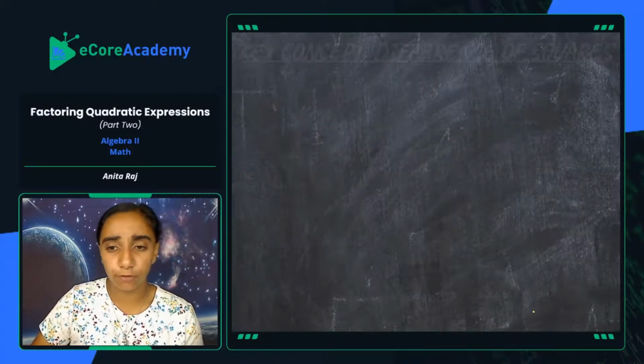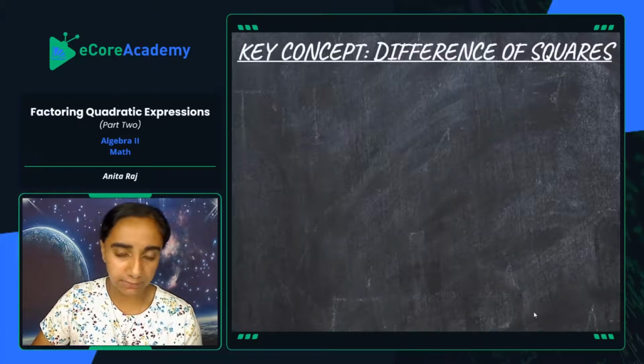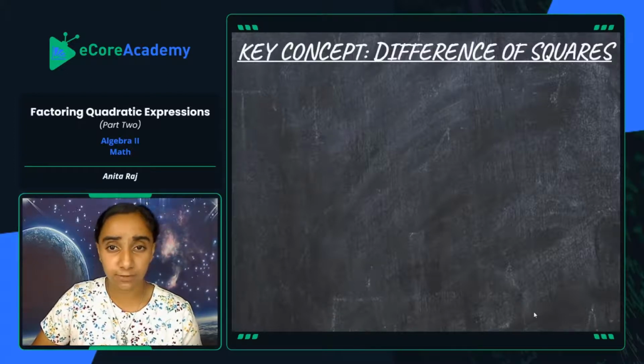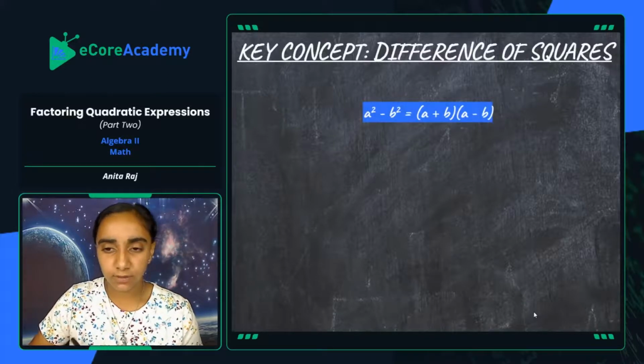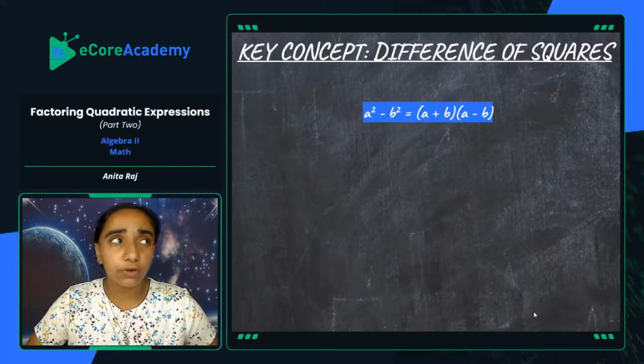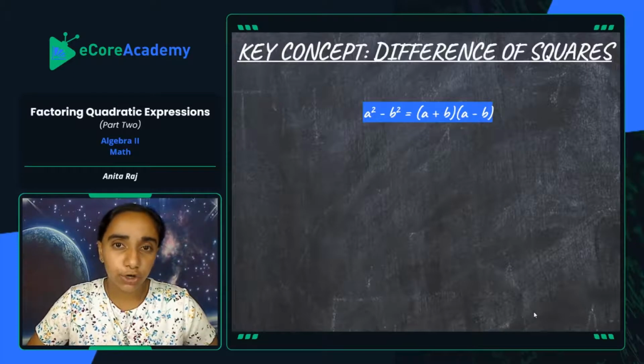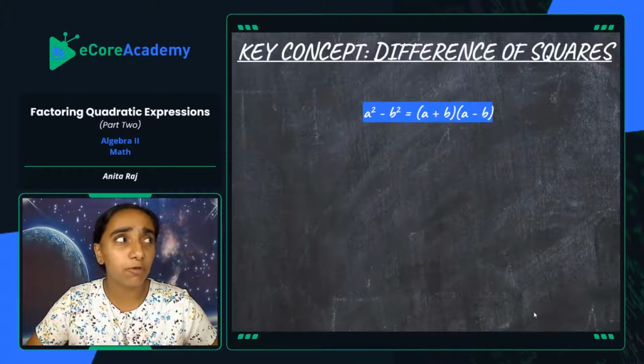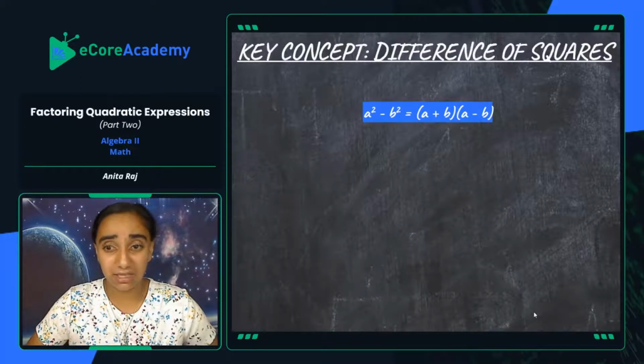Okay, let's move right on to our second key concept, which is called difference of squares. So this is what it'll look like. You'll have an a value and you have a b value. You never know what they are. A and b are just terms, so your a value could be something like 25, could be 4x, could be literally anything that has to do with quadratic expressions.